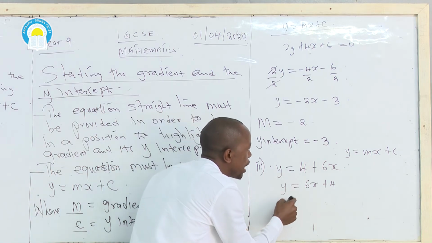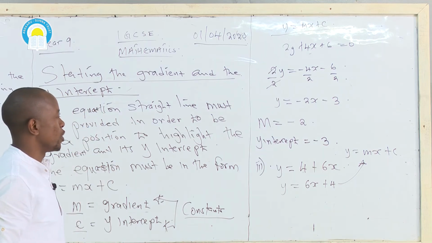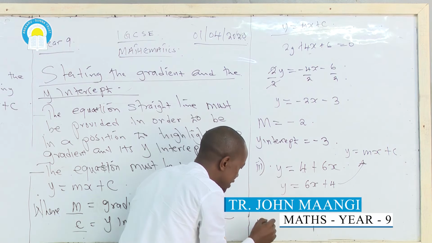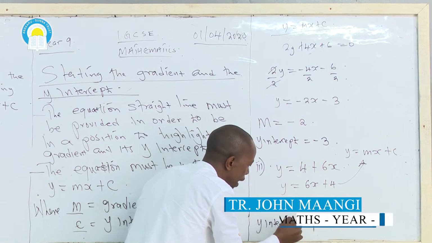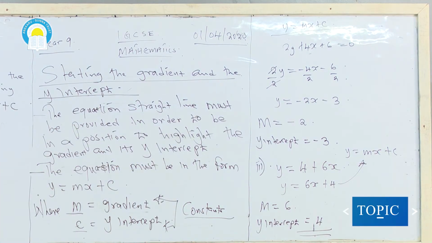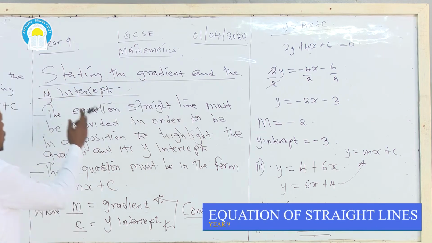Now, the equation becomes in the form of y is equal to mx plus c, where we can say our gradient is equal to 6 and our y-intercept is equal to positive 4. Now, my beloved student, we are learning how to state the gradient and the y-intercept.